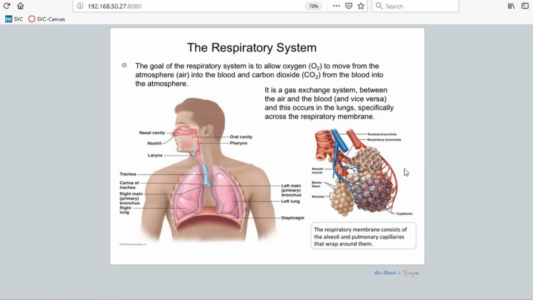Well, the goal of the respiratory system is to allow oxygen to move from the atmosphere into the blood and carbon dioxide from the blood into the atmosphere. And that's going to occur right here at this respiratory membrane. Oxygen is going to move from the atmosphere in these alveoli into the blood, and carbon dioxide is going to move from the blood into these air sacs here. So you can think of the respiratory system as a gas exchange system. It's a gas exchange system between the air and the blood, and this occurs at the lungs, specifically across what we call the respiratory membrane there.